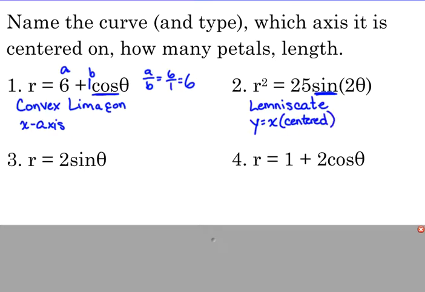Now, we're not really going to say that it has 2 petals. We only really talk about the number of petals when it's a rose curve, but we can talk about the length. The length is 5. Because you take that coefficient in front and take the square root of it, so the length of those petals is going to be 5.